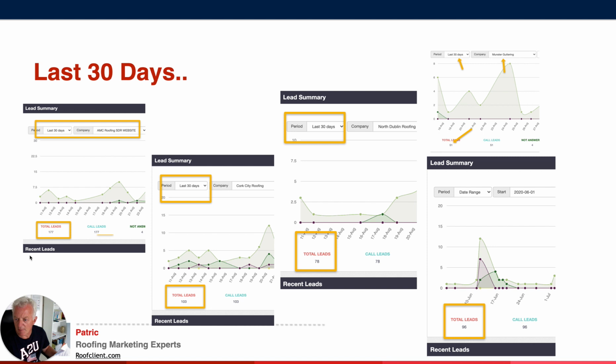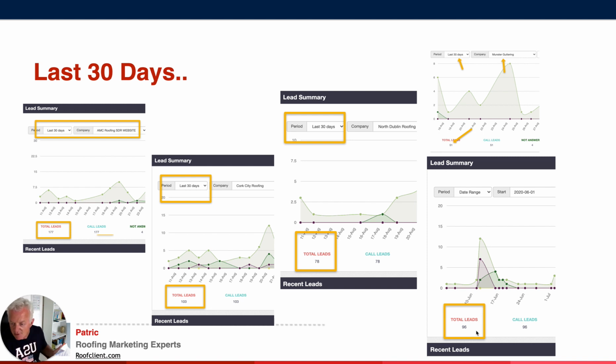This one here, campaign 177 leads for 30 days. These are all actual calls. These are not email leads. These are calls straight through to the roofing contractor. 103 calls here for this one, 78 calls for the last 30 days for that one, 51 calls for that one, and this campaign here, 96 calls for the last 30 days.